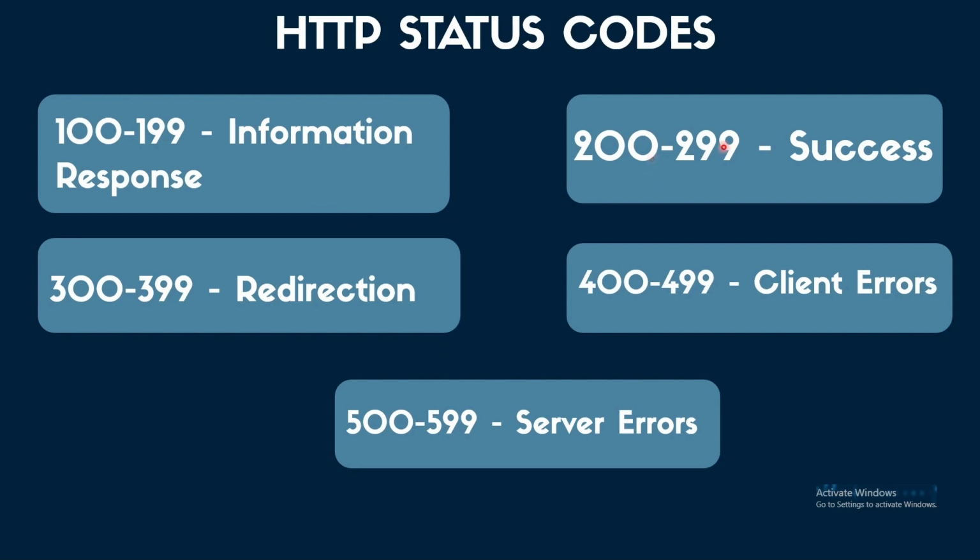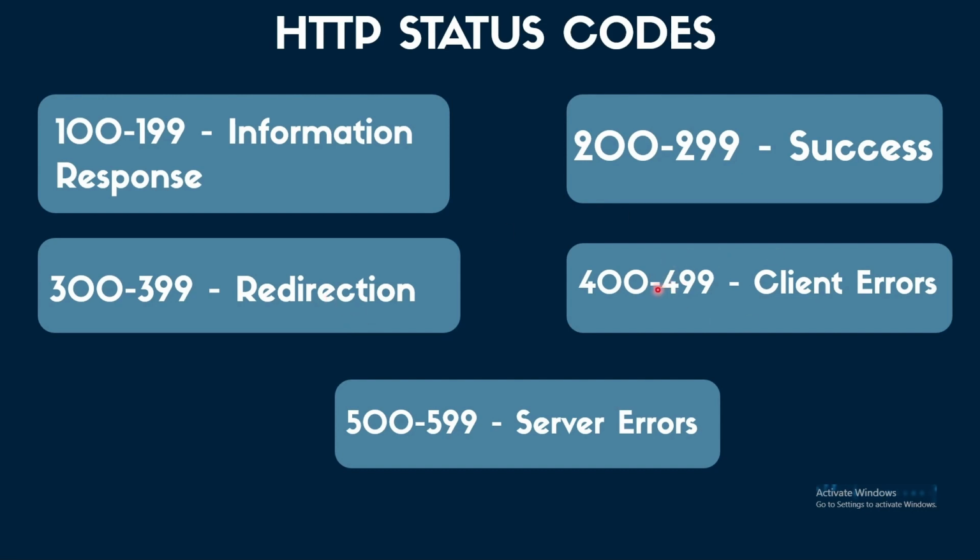The next one, 200 to 299, basically means that the request was successful. In 300 to 399, it's saying redirection. This basically redirects to a different web page or different website. Basically, this redirects clients to another resource.